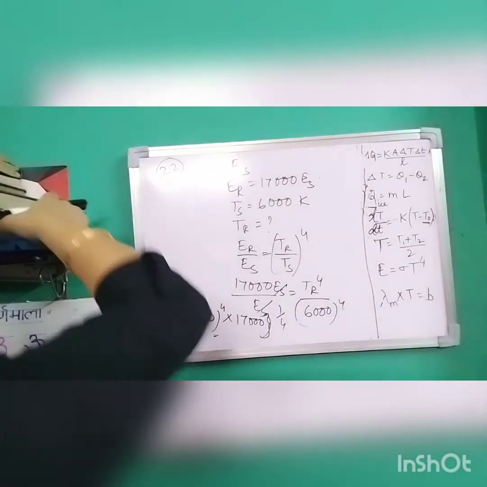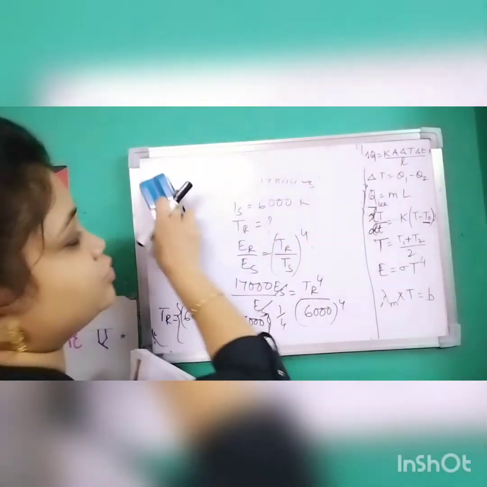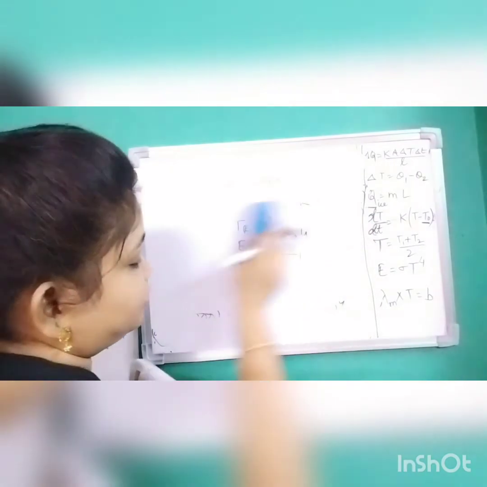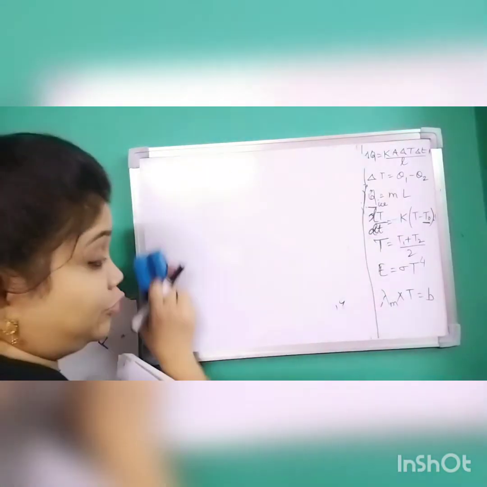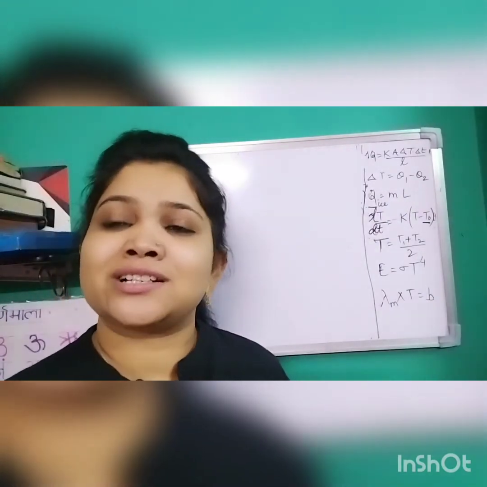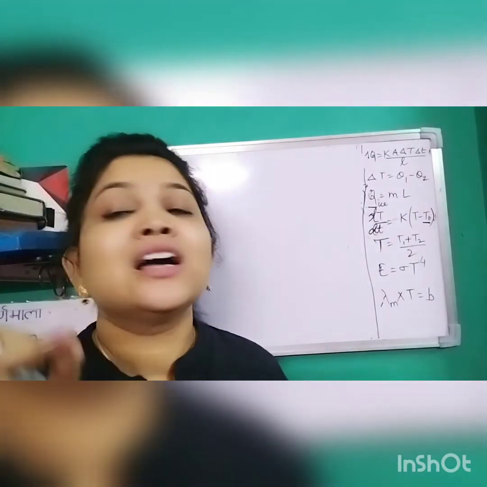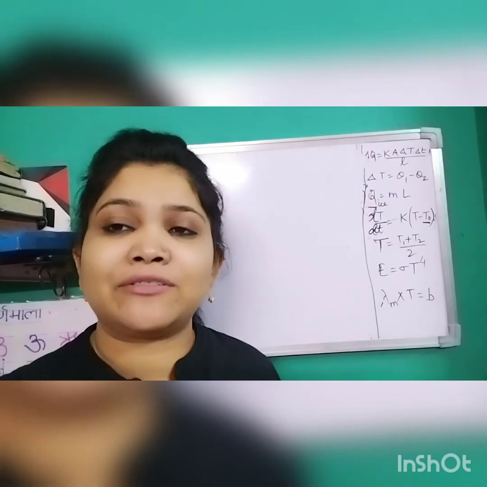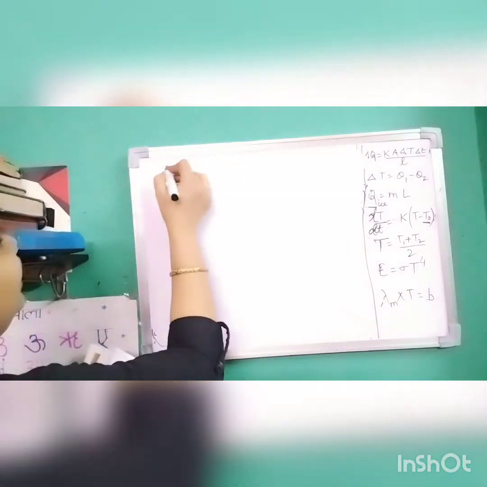Now next sum, the 23rd, I am not going to do. Instead, I am going to do sum number 24. Why? Because 24 is a little bit different, but the 23rd is easier. So the 23rd sum, I am not going to do; you will do. I will do the 24th sum. Let's do the 24th sum.